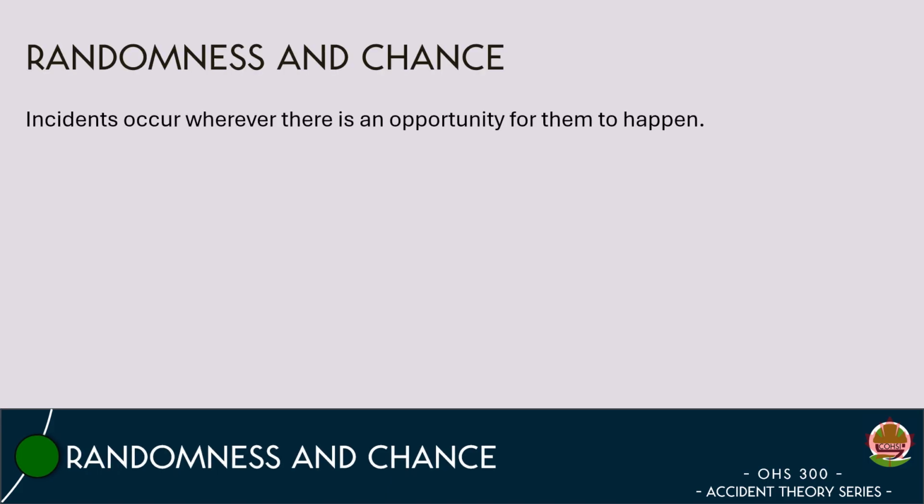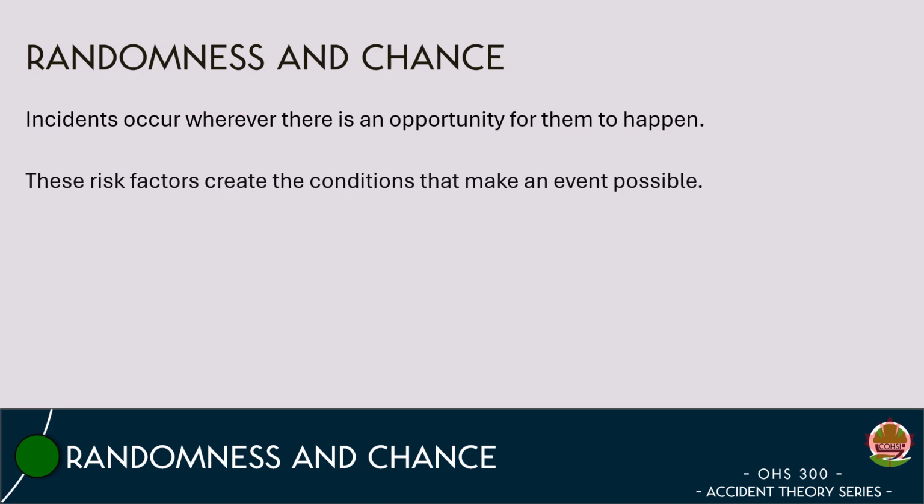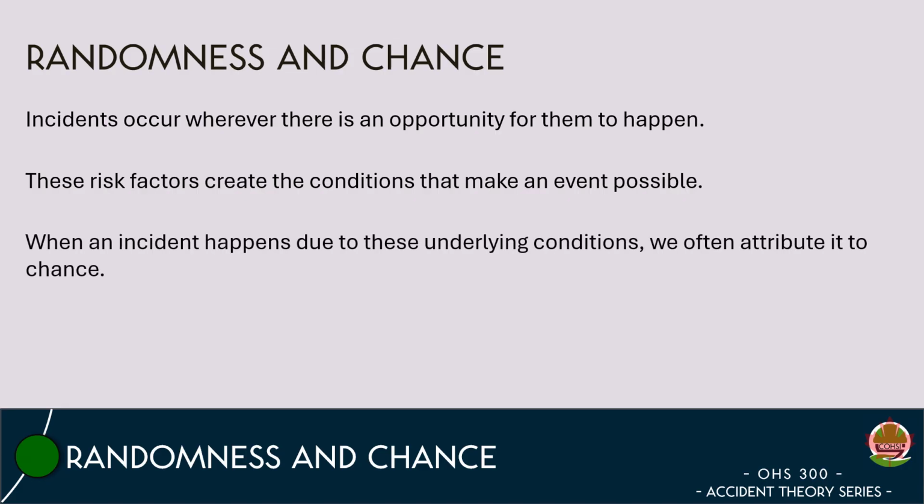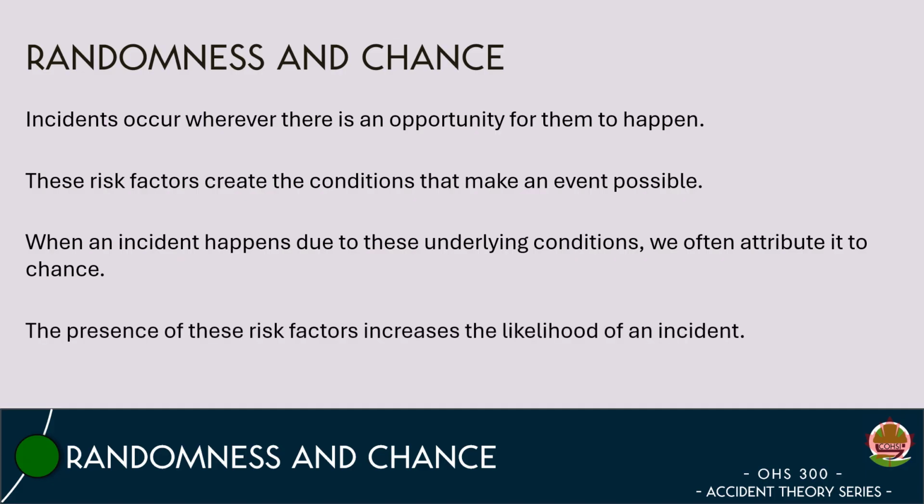Incidents occur wherever there is an opportunity for them to happen, meaning they take place where risk factors are present. These risk factors create the conditions that make an event possible. When an incident happens due to these underlying conditions, we often attribute it to chance. In such cases, we may describe the event as occurring randomly, though in reality, it is the result of specific factors aligning. The presence of these risk factors increases the likelihood of an incident, even if the exact timing or details of the event cannot be predicted with certainty.